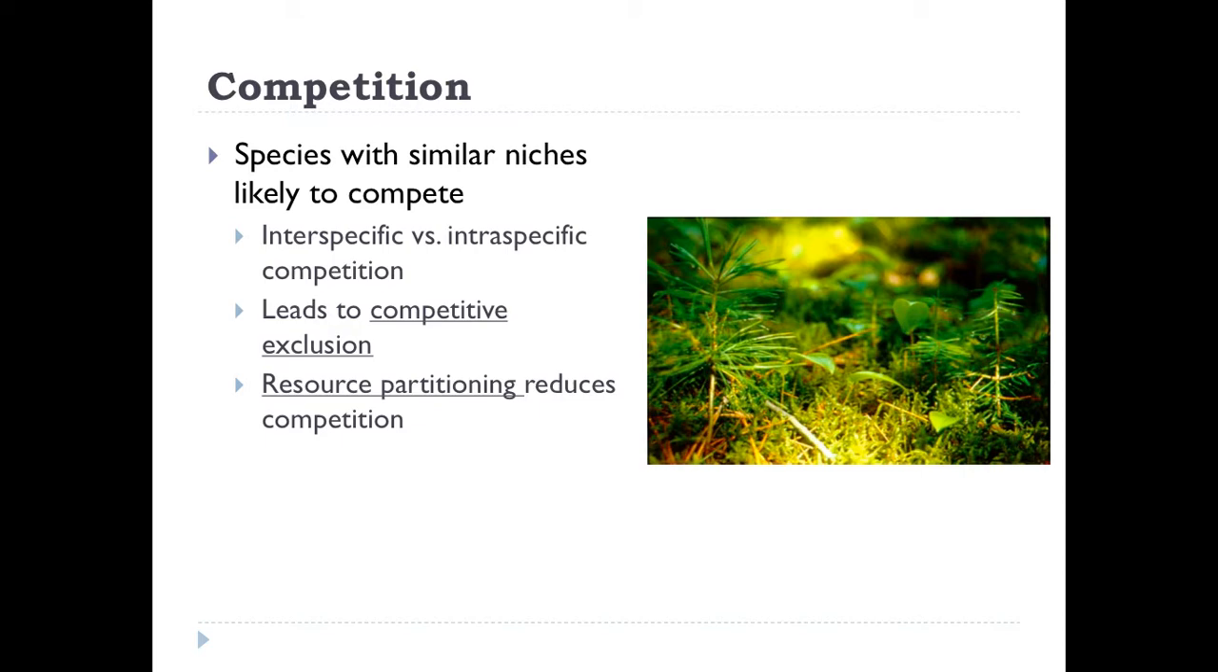One thing that can occur as well is called resource partitioning. This is where the two species actually evolve to use different aspects of the habitat or of the ecosystem to reduce competition. An example of this is with warblers, which are a type of songbird, a small bird. There are a lot of different species, and oftentimes they're living in the same areas, but they've evolved to use different parts of a tree for feeding.